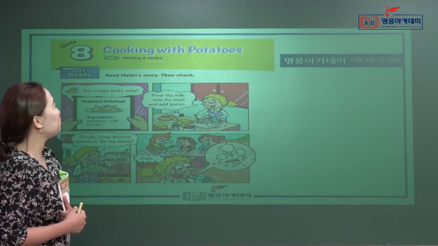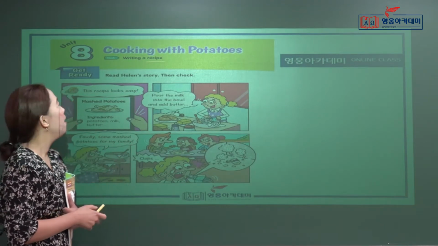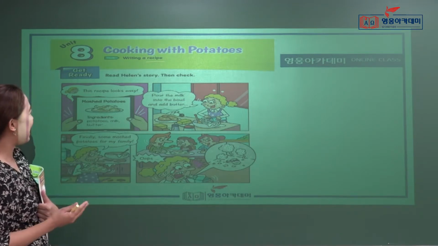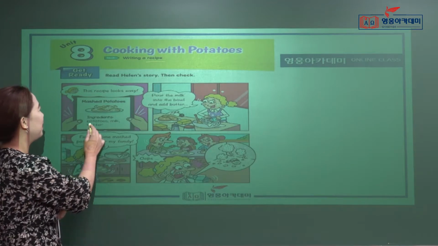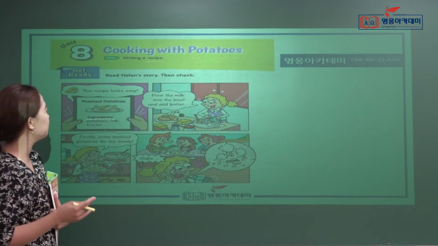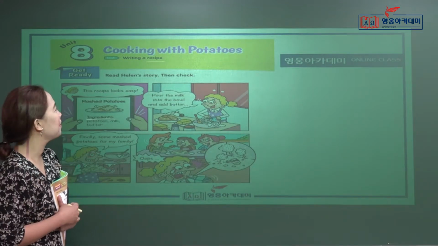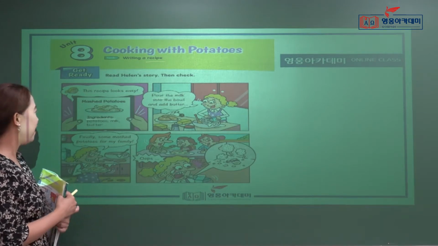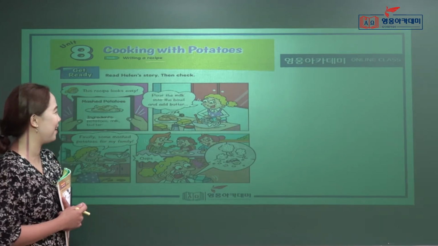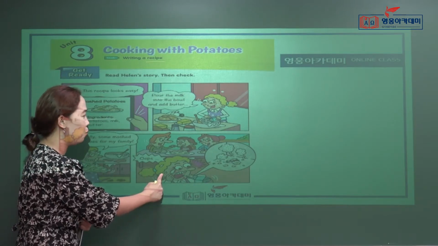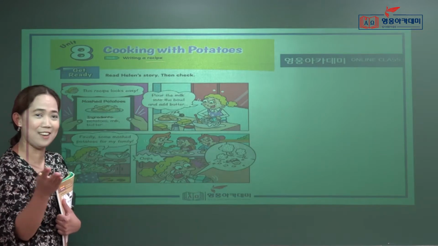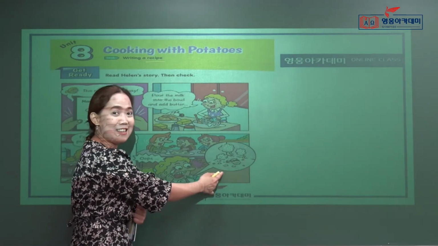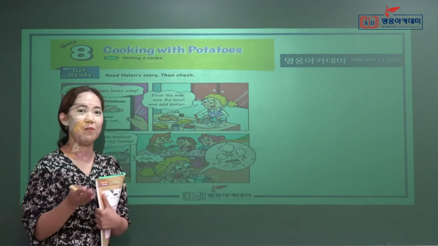Okay, so let's read today Helen's story. Listen and repeat, guys. The recipe looks easy. Mashed potatoes. Ingredients: potatoes, milk, butter. Pour the milk into the bowl and add butter. Finally, some mashed potatoes for my family. She looked so excited. And then she realized, whoops, oh my gosh, what did she do, guys? She actually used an expired milk, okay, which has already bugs inside. If you look at the picture over here, it's so funny, isn't it?